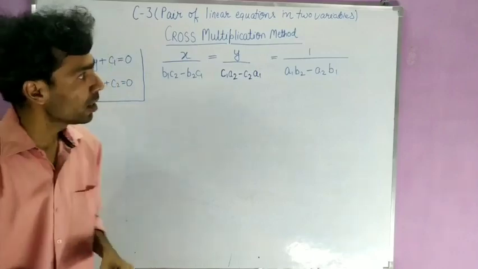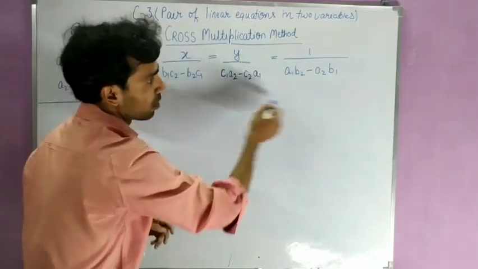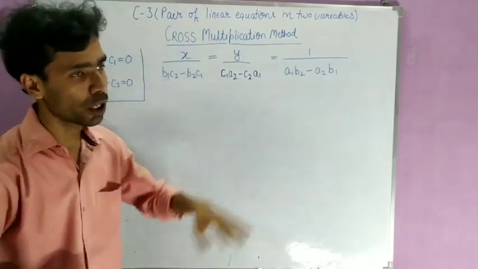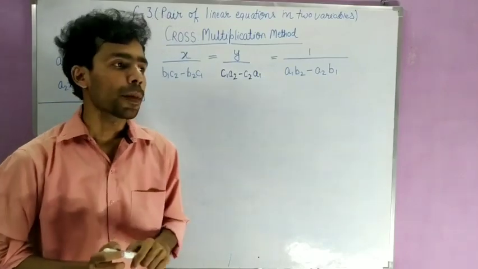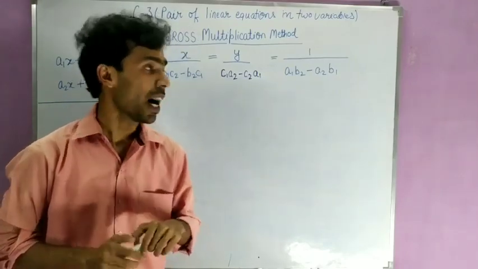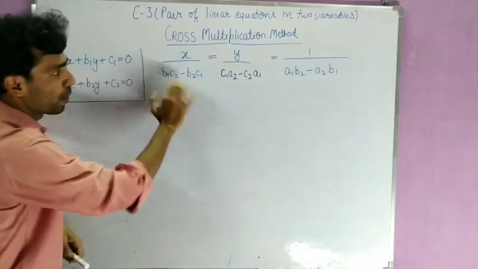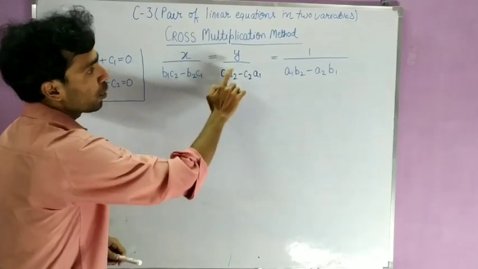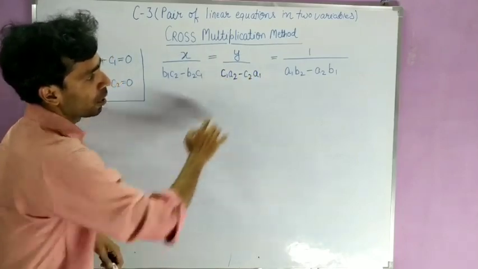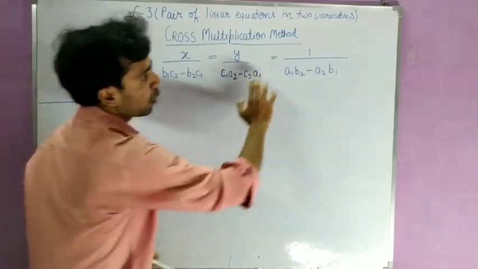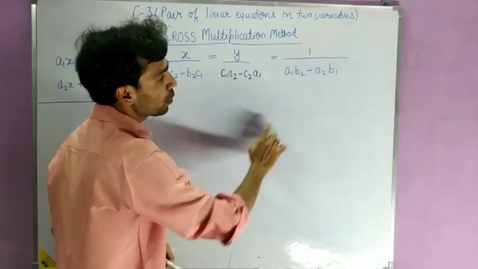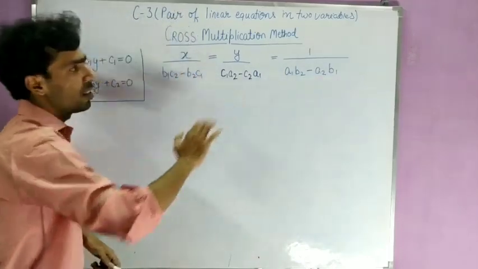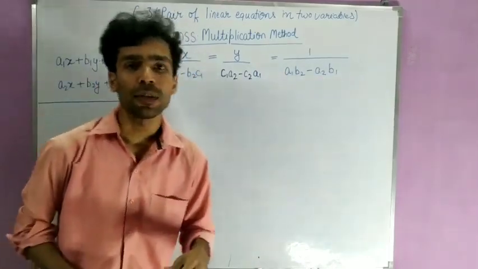After that, this formula you will use. Many of the students will think I can tell the formula: x upon b1 c2 minus b2 c1 equal to y upon c1 a2 minus c2 a1 and equal to 1 upon a1 b2 minus a2 b1. This is just the formula of the cross multiplication method.